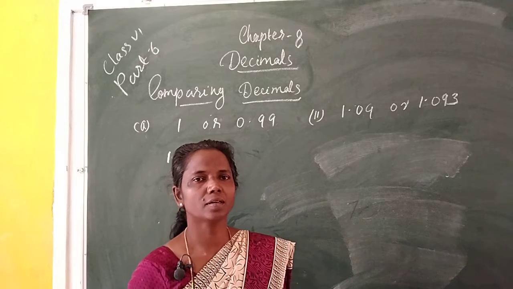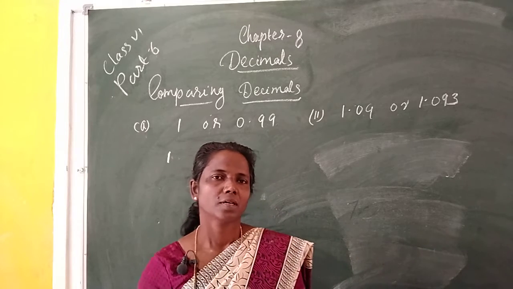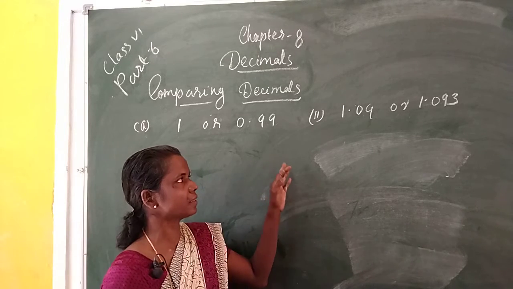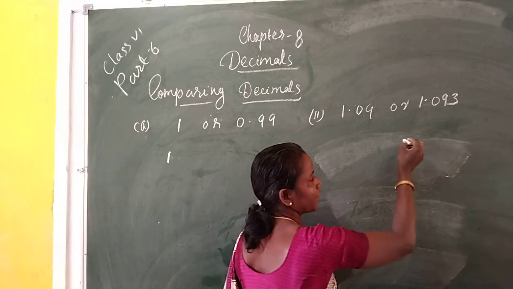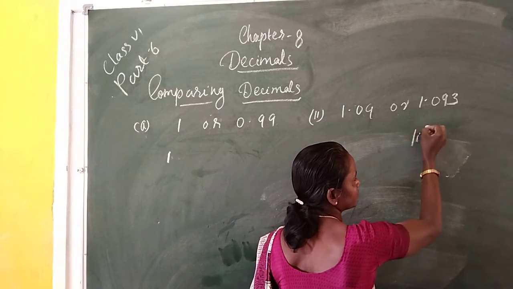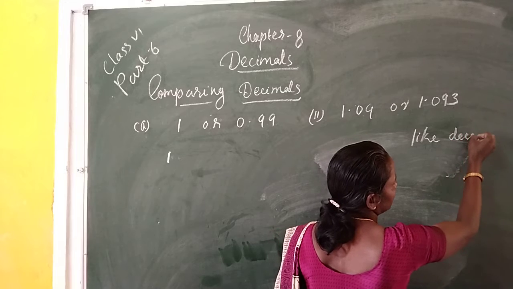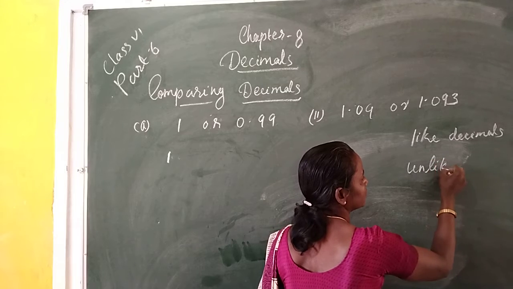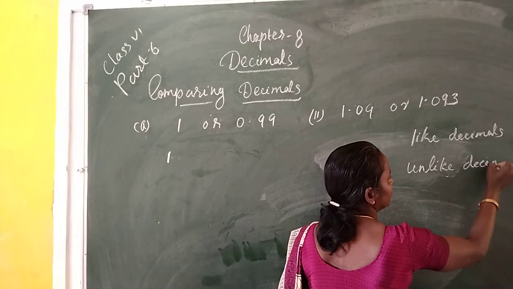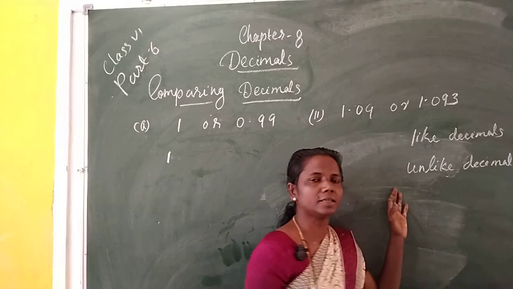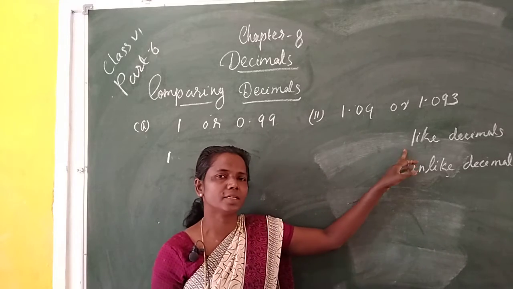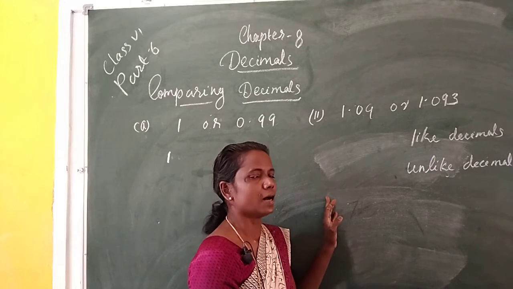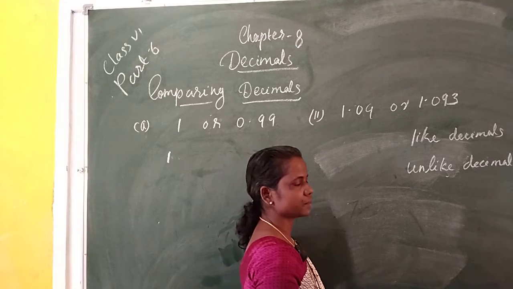Today's topic is comparing decimals. Before we go into this topic, first we should understand what are like decimals and unlike decimals. Decimal numbers having the same number of decimal places are known as like decimals.